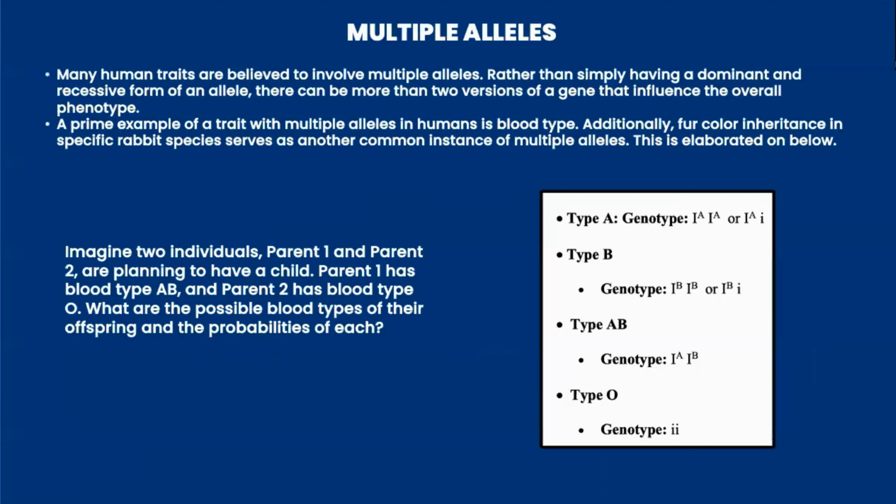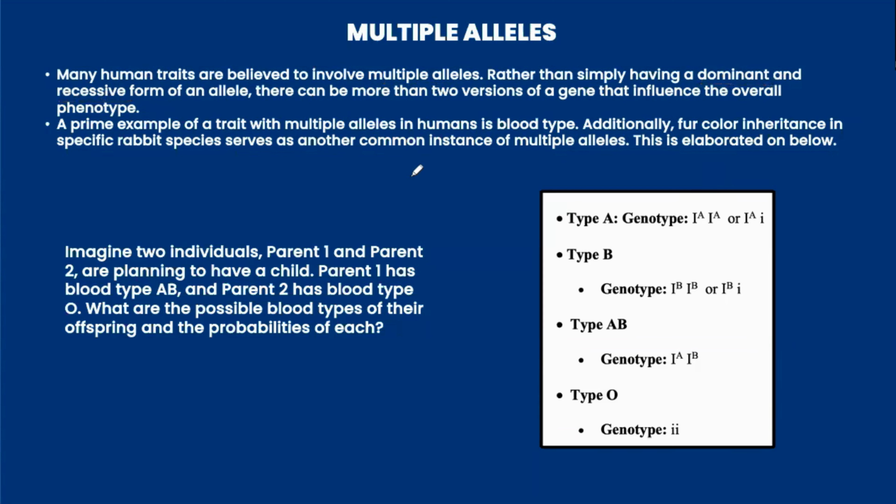Okay, let's talk about multiple alleles. So, in humans, when we're talking about blood types, we note that there are different types of blood types. And this is interesting because blood types are an example of multiple alleles. The reason they're a great example is because you don't just have a dominant and recessive form of an allele.